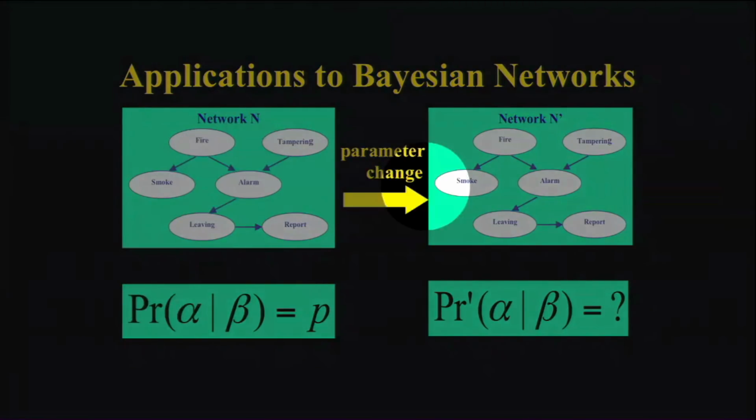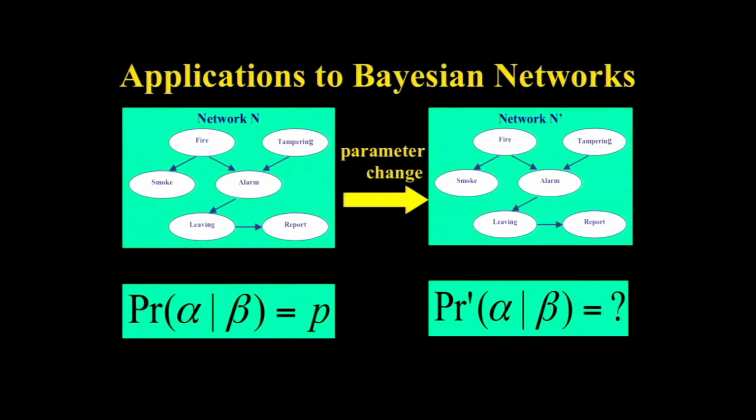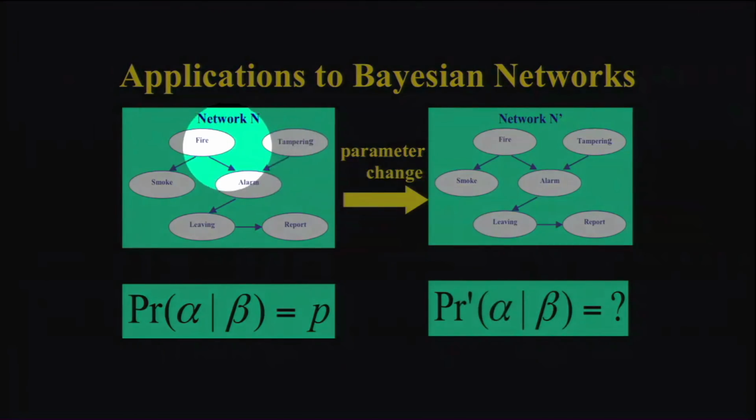You do a parameter change, and you get another network, N prime. That's another distribution. And then you're going to ask the question, what happens to this query? I don't want to do inference. How can I use the distance measure to answer that question? Since this is Pr and this is Pr prime, if I'm able to measure or compute that distance measure, then I can answer that question. Correct?